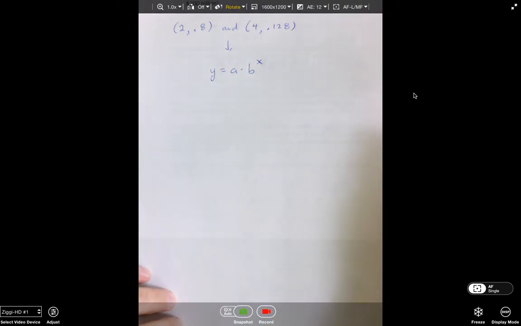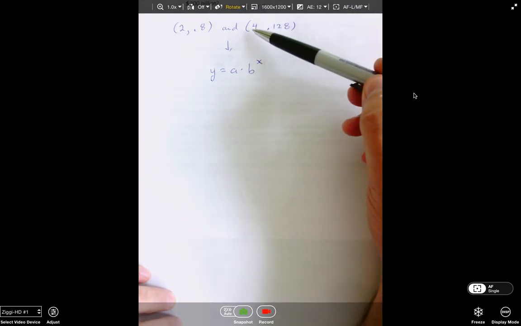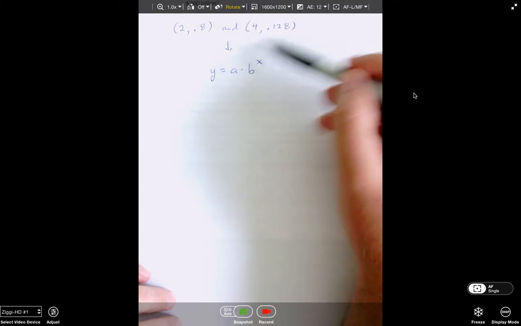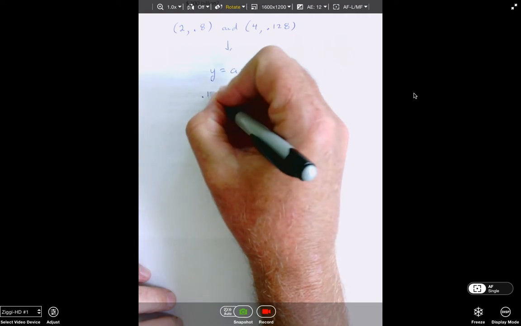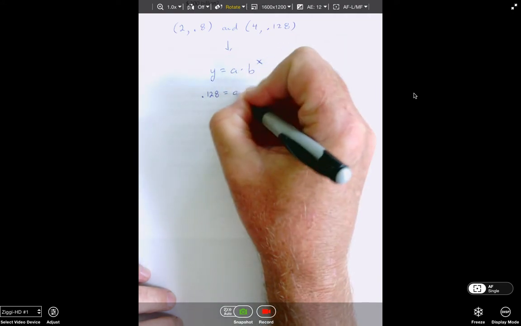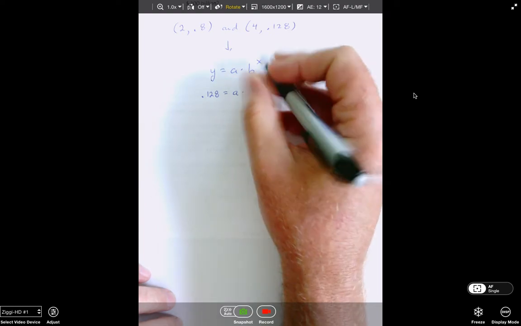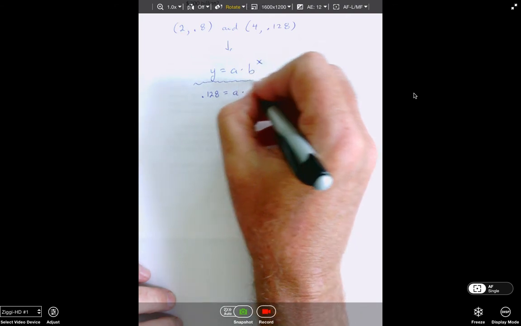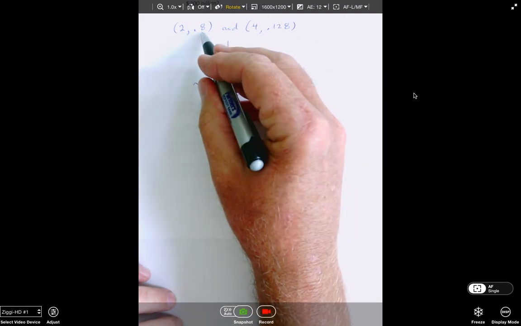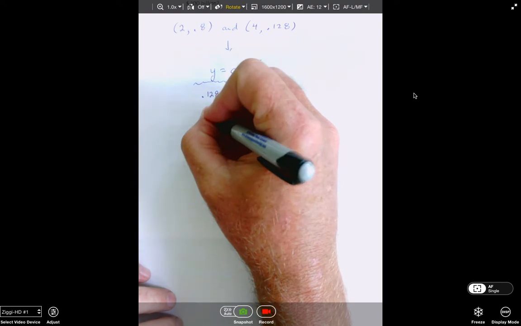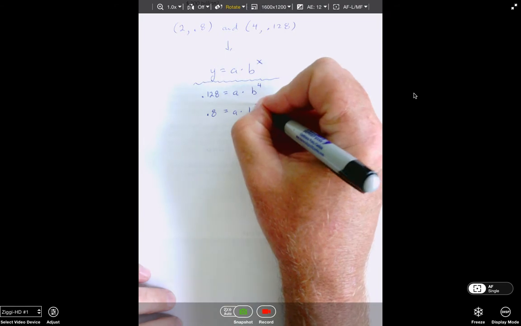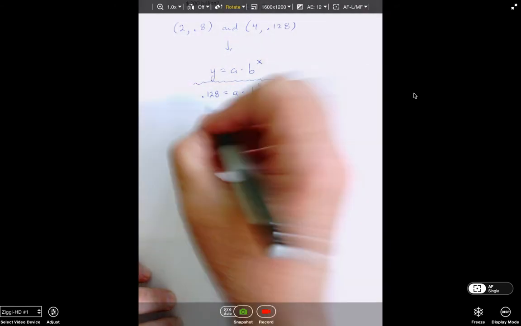Well, what I mean by that is let's start with the x that's the biggest. So with this one, I know that my y is 0.128. I don't know my a, I don't know my b, but I know my x is 4. Work with this one. I know my y is 0.8. I don't know my a, I don't know my b, but I know my x is 2.